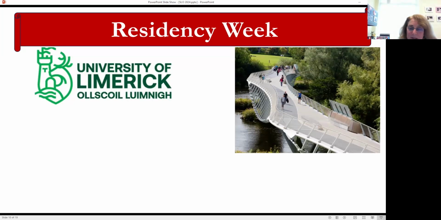The residency took place at the University of Limerick in Ireland, and this was a fantastic example of higher education for our students to learn from. The picture that you see on the right there is called the Living Bridge, which crosses the River Shannon and connects two sides of the campus that are in different counties in Ireland. The design intention behind the Living Bridge was to celebrate this environment with a structure that threaded through the landscape and invited users to linger and engage with their surroundings.